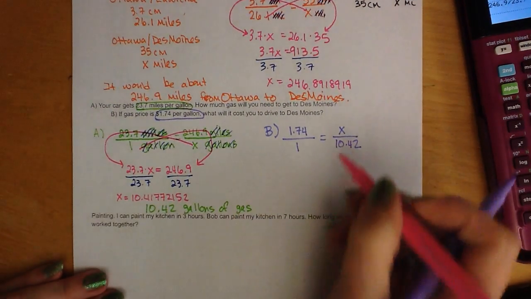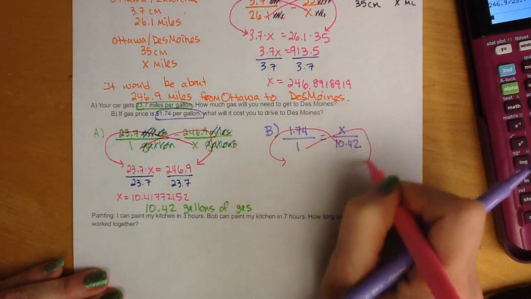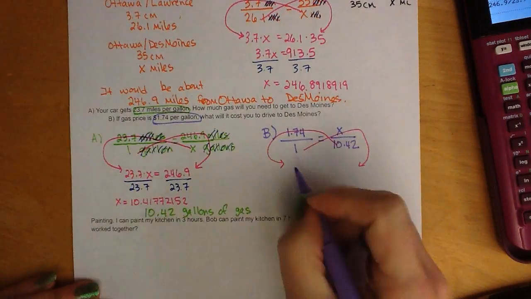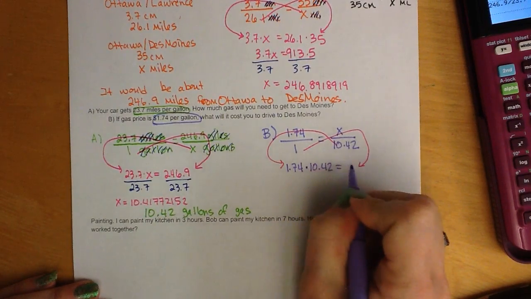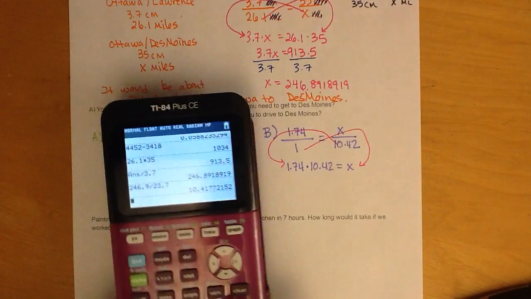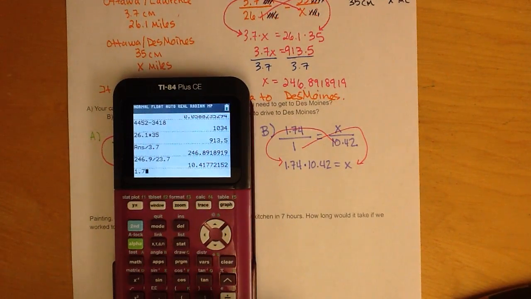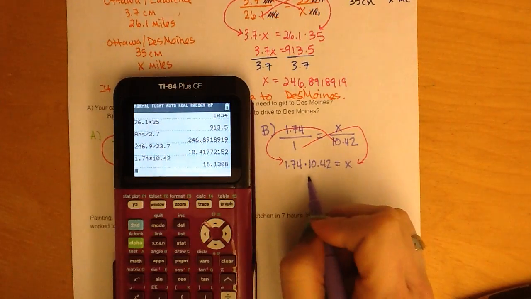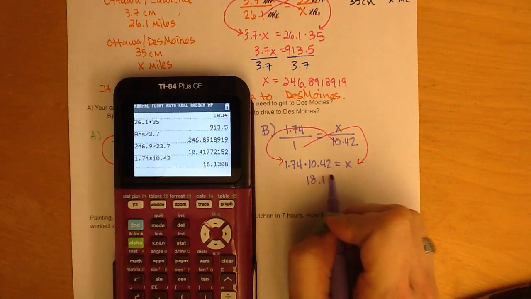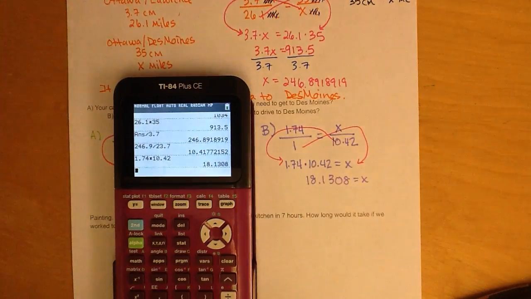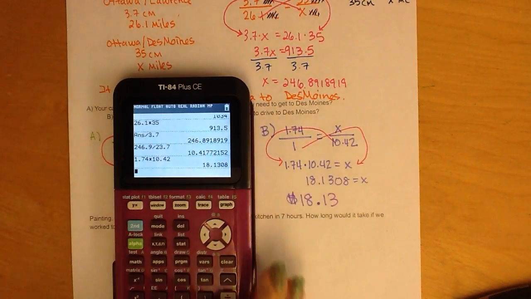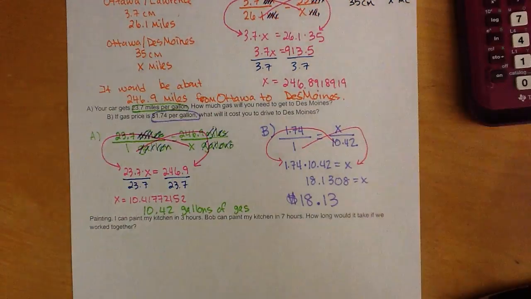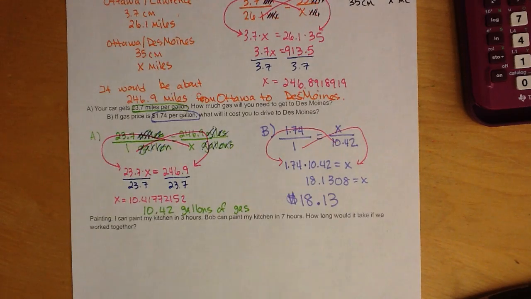Now we have that ratio again, so we can cross multiply. So we have 1.74 times 10.42 equals x. That's a pretty direct solution. So 1.74 times 10.42, 18.1308. So it's going to cost us $18.13 to drive to Des Moines.